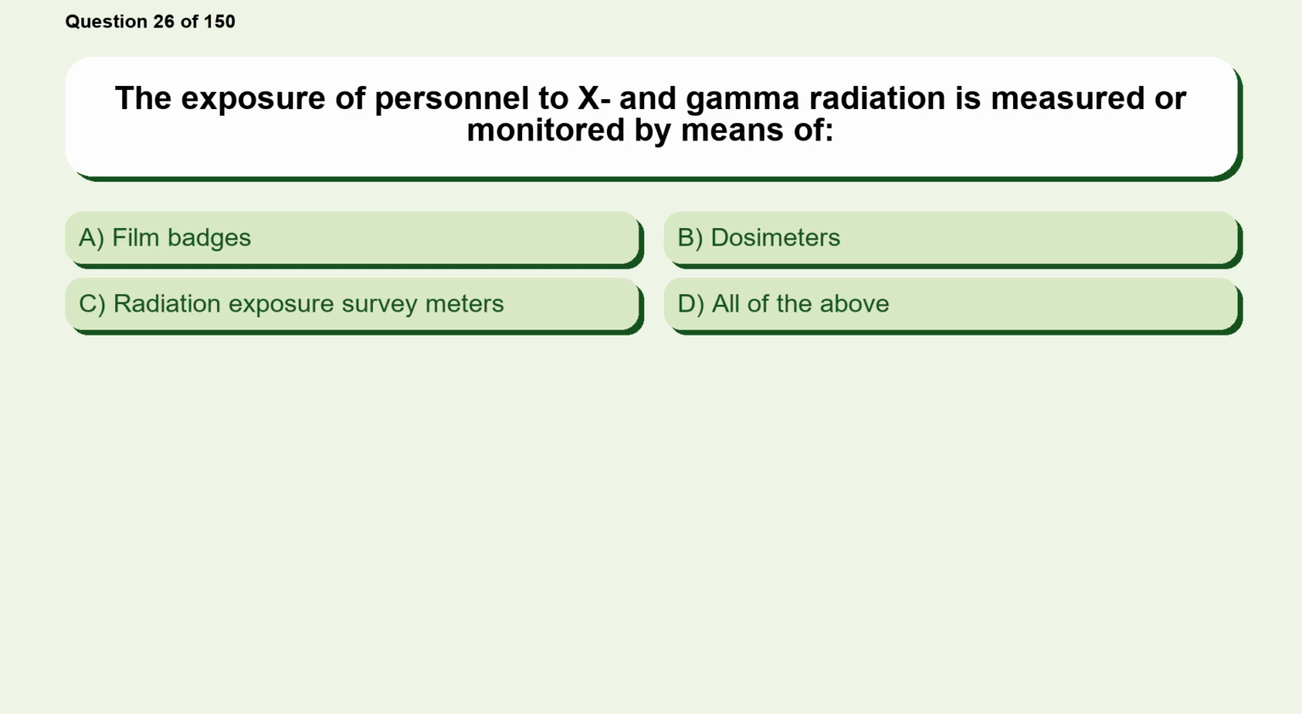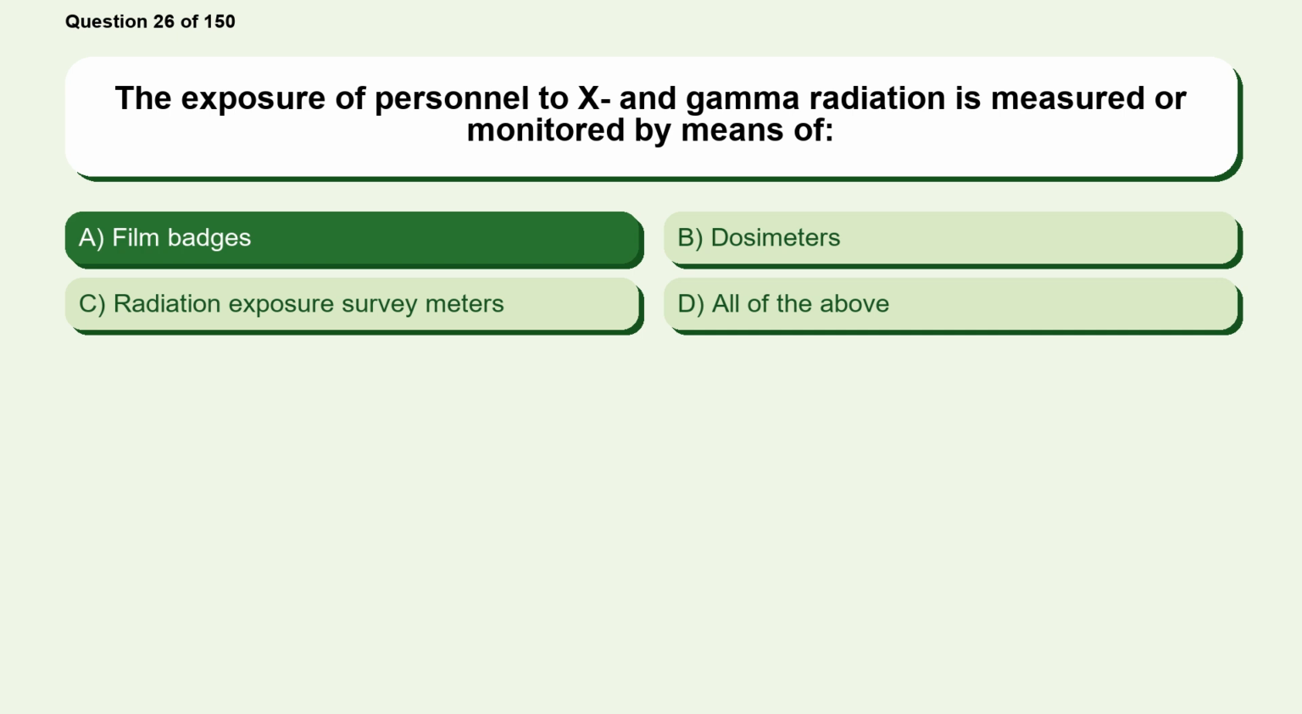Question 26. The exposure of personnel to X and gamma radiation is measured or monitored by means of Option A. Film badges. Option B. Dosimeters. Option C. Radiation exposure survey meters. Option D. All of the above. The correct answer is Option A.